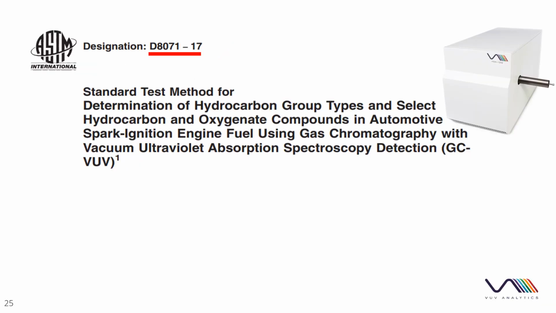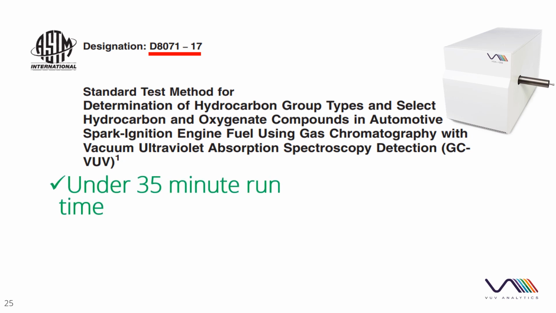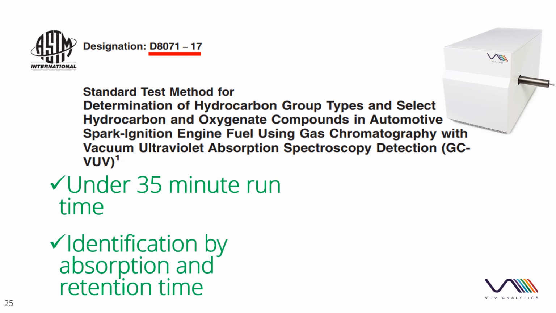And so the standard method that uses GC-VUV is ASTM D8071. Now this type of analysis is a PIONA analysis, so gathering data for paraffins, isoparaffins, olefins, naphthenes, and aromatics, as well as a select few other compounds. And just some highlights of this method here is that we have a runtime that is under 35 minutes, so about 33.5 minutes, which relatively speaking is much, much shorter than a 2 to 3 hour DHA run. We also get a lot more confidence in our identifications, so we're identifying compounds not only by their retention times, but also by their absorption profiles.